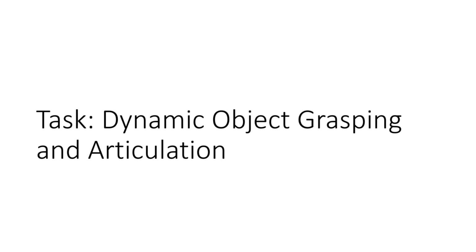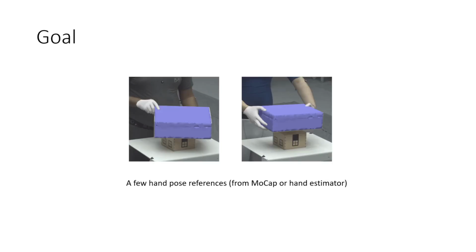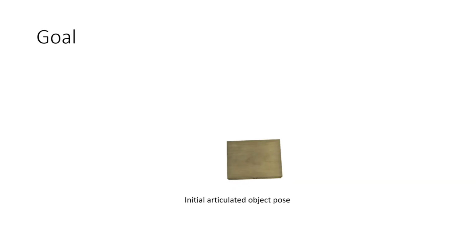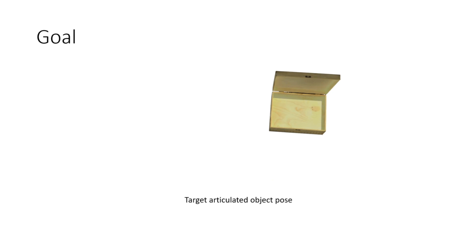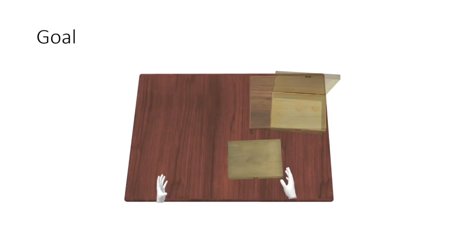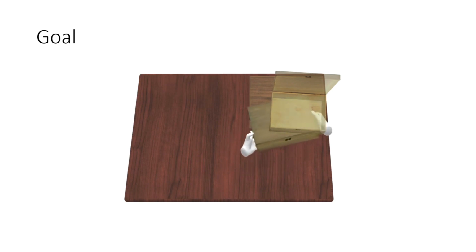with two hands. In this task, we are given two pairs of hand pose references, an initial object pose, and a target articulated object pose. Our aim is to generate two-handed motions that bring the object into the target articulated pose. First, the object has to be grasped firmly. Then, the object has to be relocated to the global 6D target pose. Finally, the object has to be articulated to reach a target articulation angle.